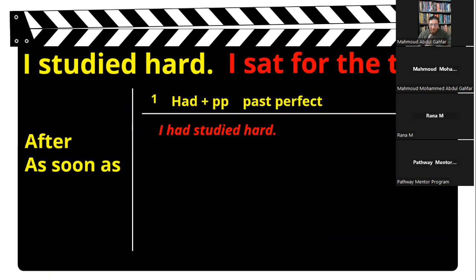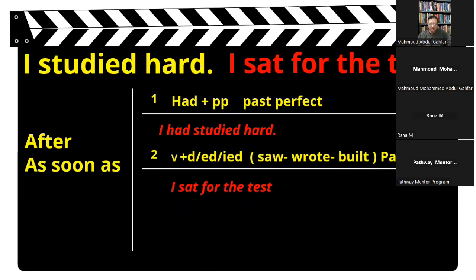So these are two sentences. Instead of saying two sentences at one time, I studied hard and I sat for the test, we can join these two sentences to make them one sentence only. So we can use time connectors to join them. For example, we can use after and as soon as at the beginning of the sentence to join them together. But after and as soon as are followed by the past perfect, had plus the past participle, and then the past simple, which is verb plus d or ed or ied.